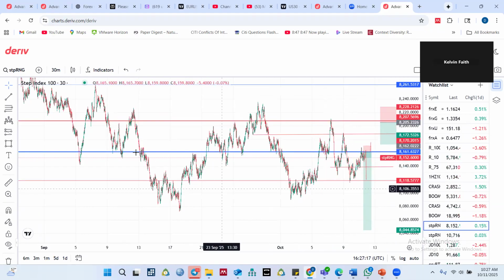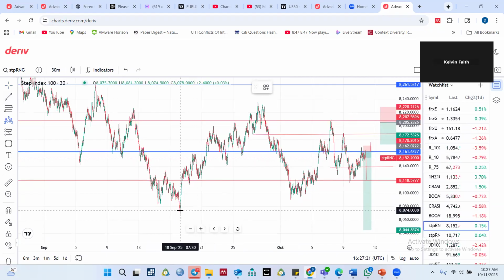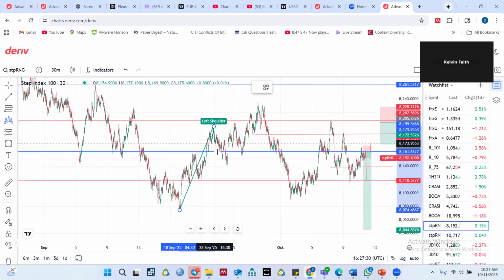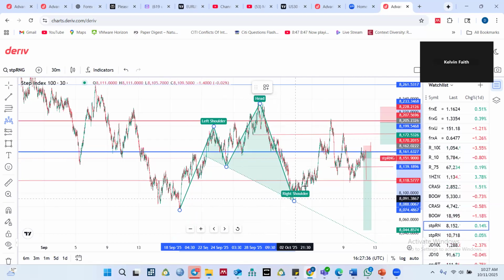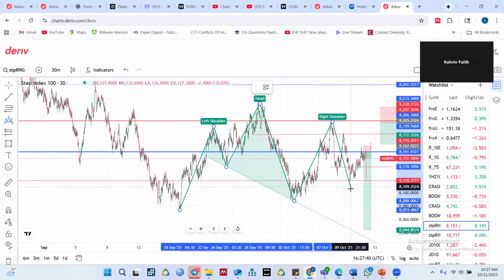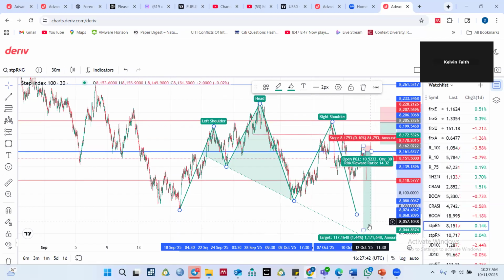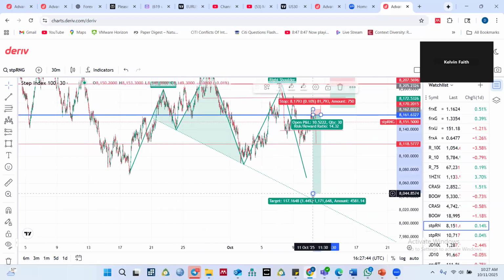I can also see this on the 30 minutes, but let me see. I can also view this place as a left shoulder, neckline, head. We break the neckline, we form a right shoulder, and so the expectation is for price to come to the trend line here.